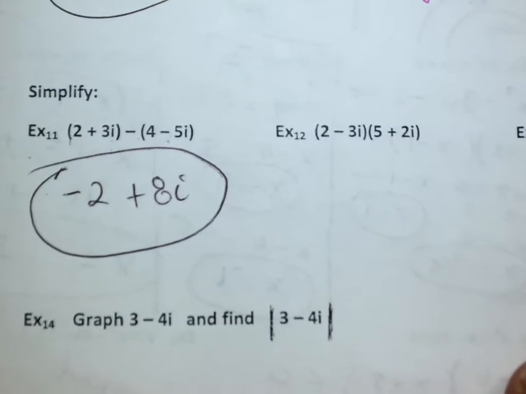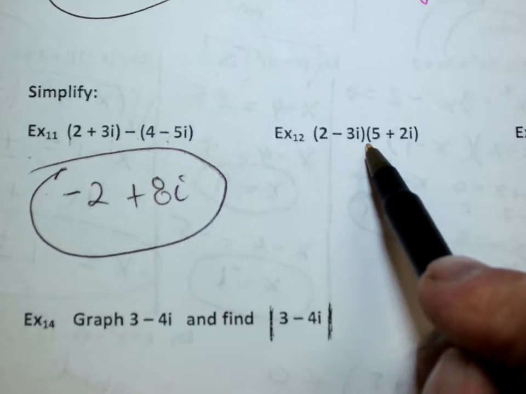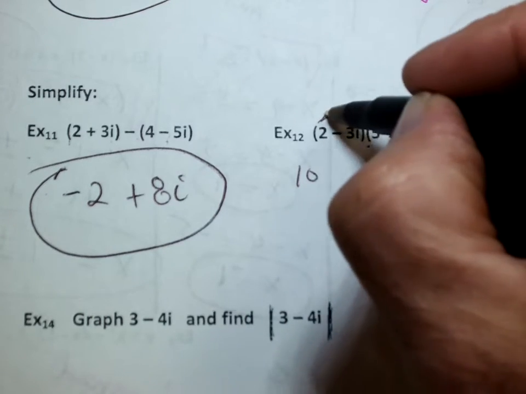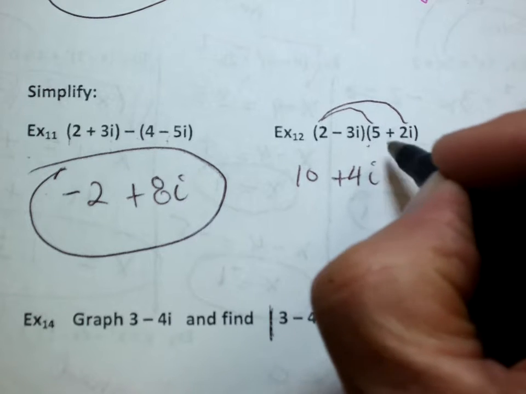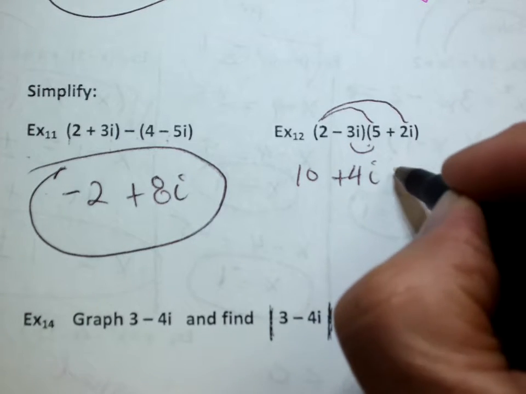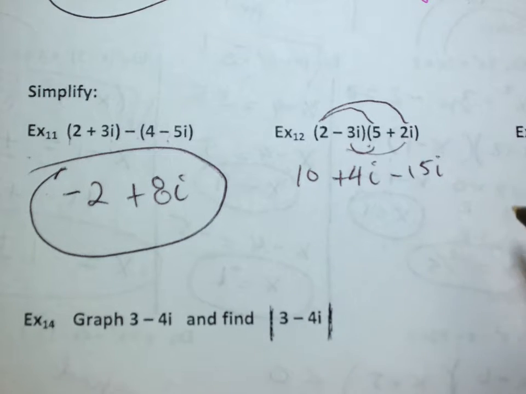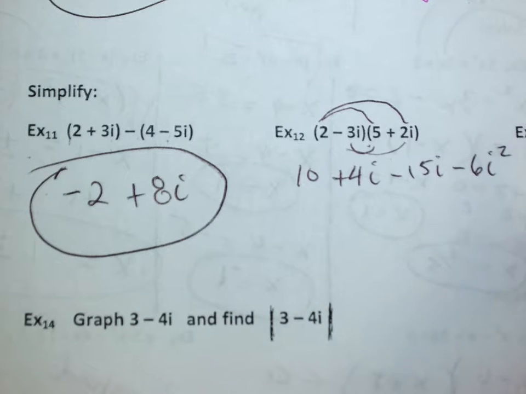Example 12. We're going to multiply, so we'll do our double distribute or FOIL. This times this makes 2 times 5, which is 10. 2 times 2i is a 4i. Negative 3i times 5 is a negative 15i. And negative 3 times 2i is a negative 6i squared.